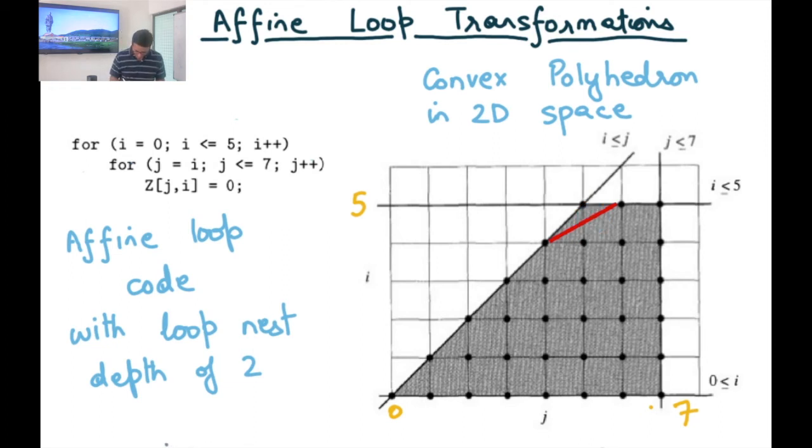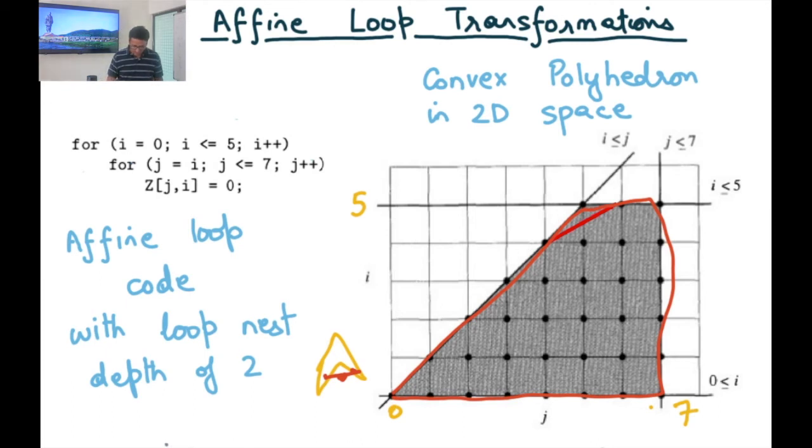For example, this is not a convex region, because between this point and this point, if I draw a line, then there are some points that lie outside the region. But this particular region is a convex region because irrespective of what points I choose, if I draw a line between those 2 points, those points are guaranteed to lie within the shaded iteration space region.